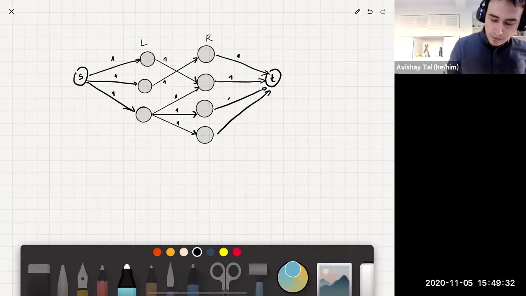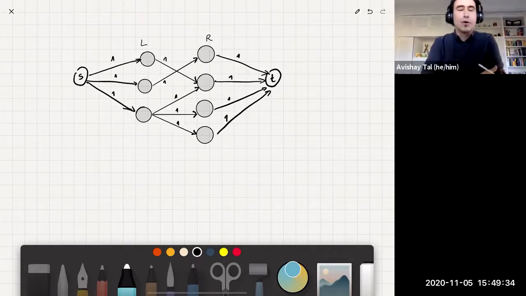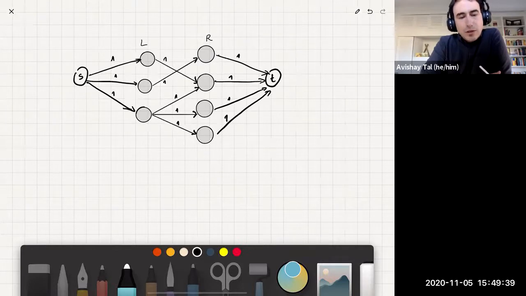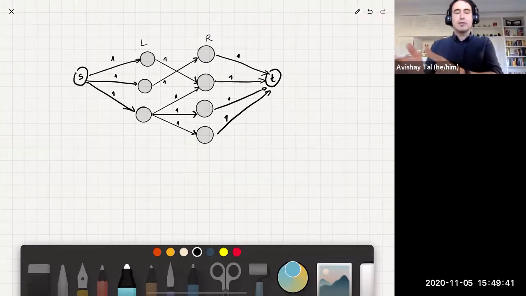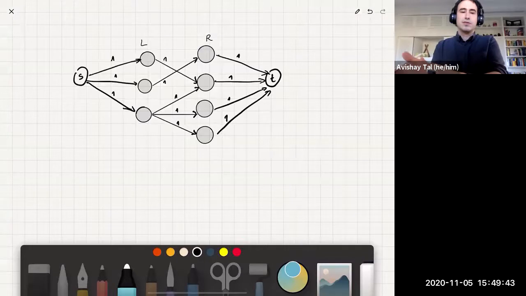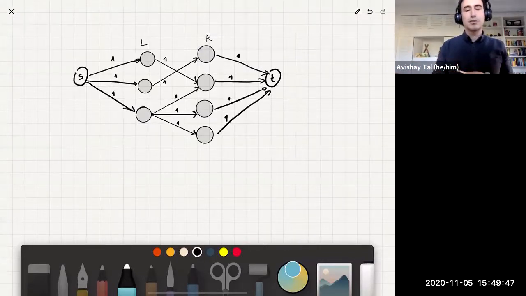And now we're going to run the algorithm for max flow. It will give us some maximal flow. And we want to take the solution that the algorithm is giving us, and extract from it a matching on the original problem. Okay.